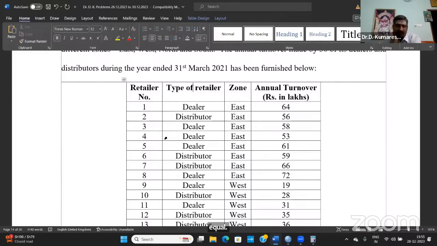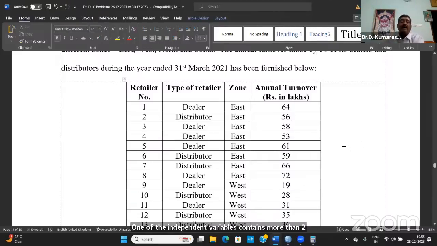Now we have understood: only one dependent variable that is given in scale data. There are 2 independent variables. They are given in nominal or categorical data. One of the independent variables contains more than 2 groups. So better we can go for two-way ANOVA.